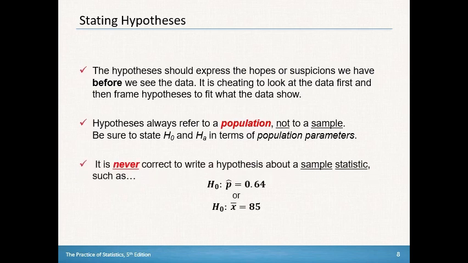So, for example, we would never say that H naught, the null hypothesis, is that p hat is equal to 0.64, because we know what the p hat is from the data, or we will once we collect the data. So we never make any kind of null or alternative hypotheses based on statistics. It's always on parameters. So don't do that.